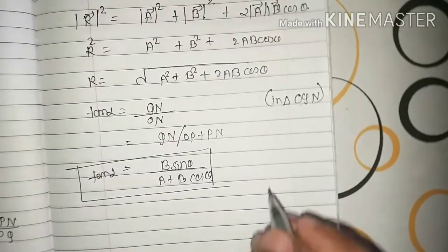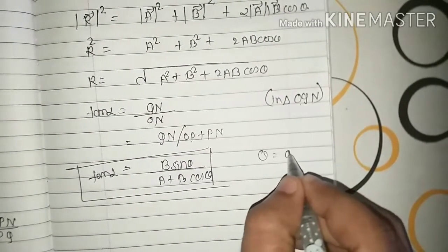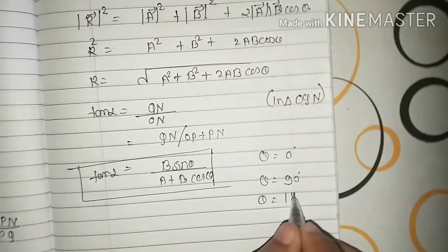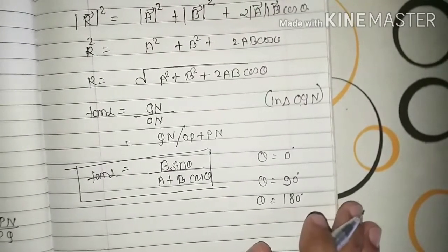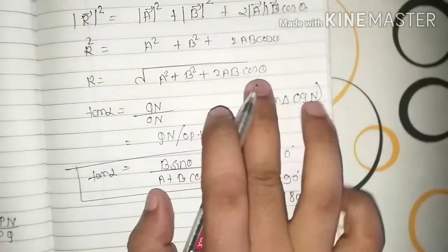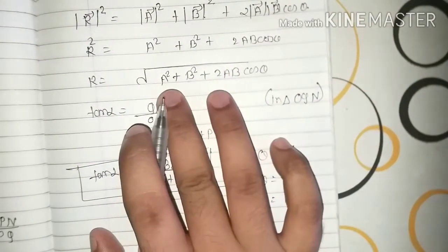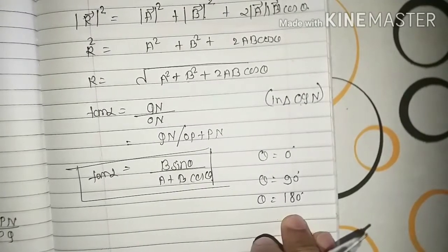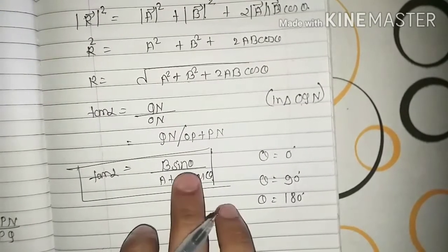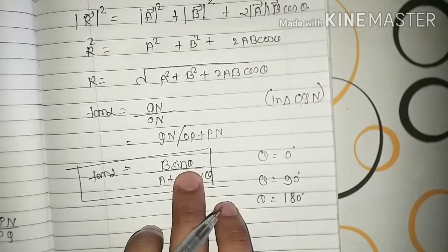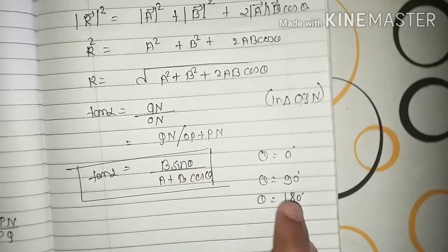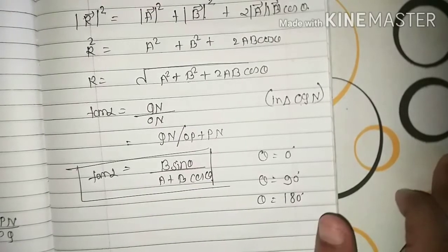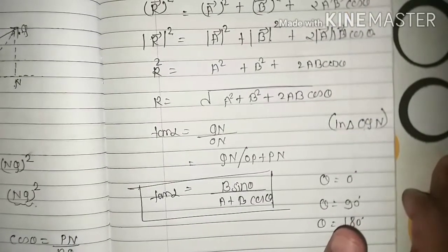If we take different values of theta, such as 0 degree, 90 degree, and 180 degree, we can get different kinds of solutions. If we apply 0 degree, cos 0 will be 1, so we will get A plus B only. If we apply 180 degree, we will get A minus B only. Similarly, sin 0 is 0, so tan alpha will be 0. For 180 degree it will also be 0. So the topic is completed.